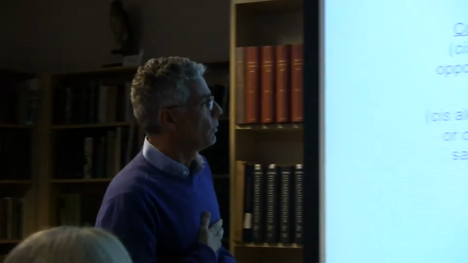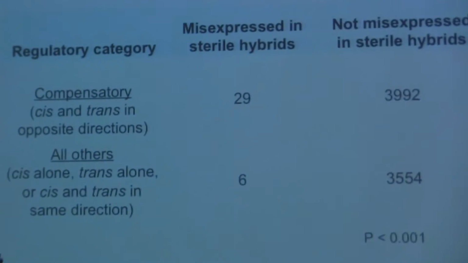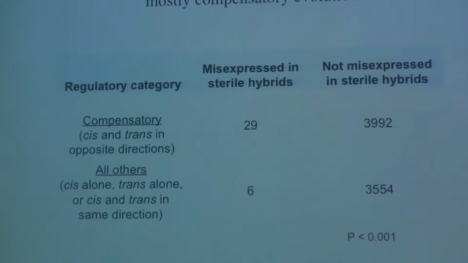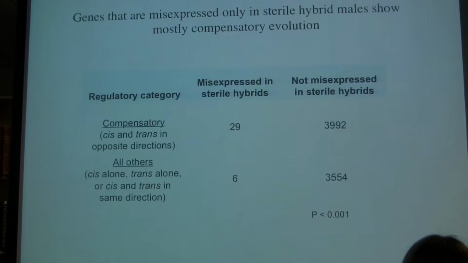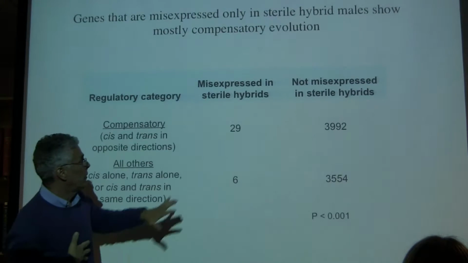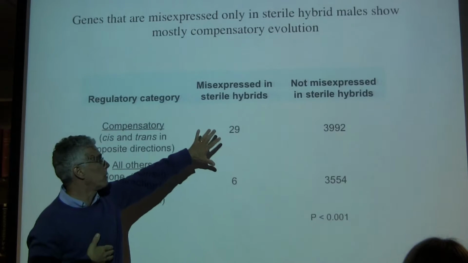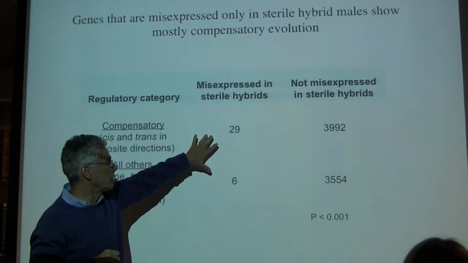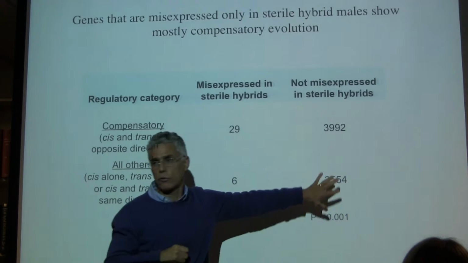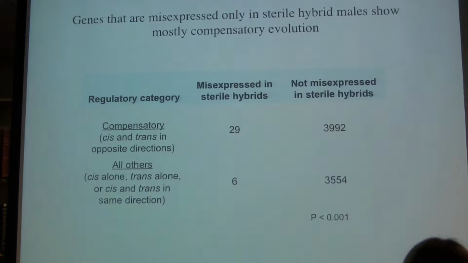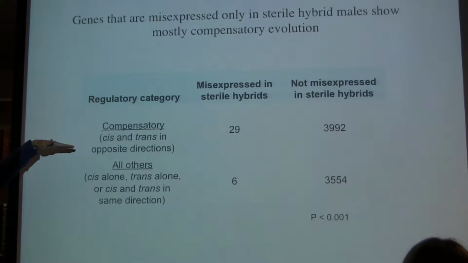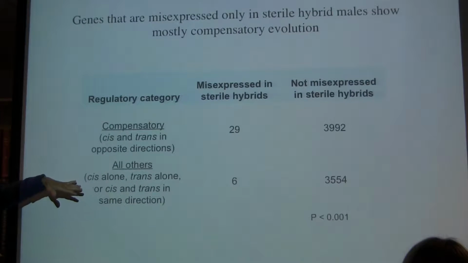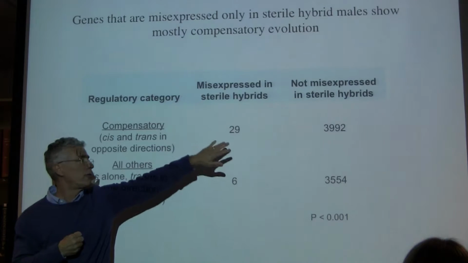And so we looked for that in the following way. We just took all the genes and looked in the hybrids and asked if they're misexpressed, meaning expressed at a level above or below the level of both parents. And there were a very small number that were misexpressed just in the sterile hybrids, 35, and many thousands that were not misexpressed in the sterile hybrids. But now if you ask among those 35, how many of them show cis and trans changes in opposite directions as opposed to any other kind of combination of changes, the vast majority are of this sort.